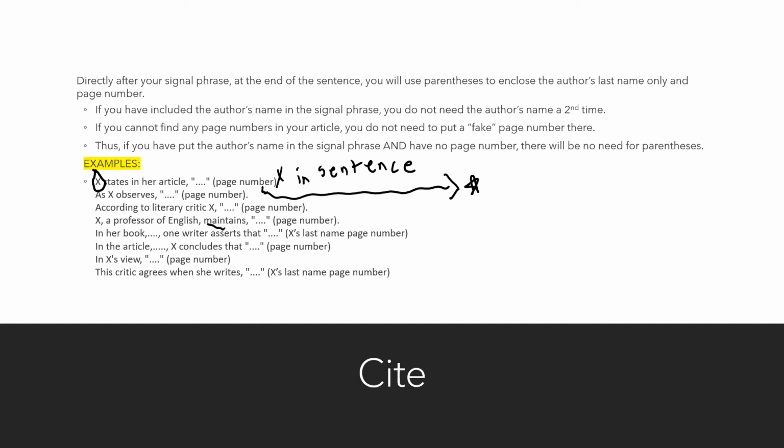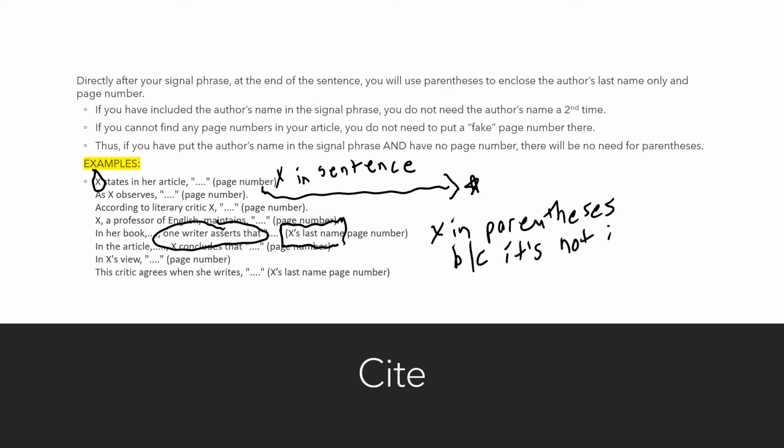Now let's go down to the 5th one. In her book, one writer asserts that. And notice that in choosing to write this way, in choosing to start the sentence saying one writer asserts, you have the author's last name in the parentheses here because it is not in the sentence. So I'll write that again. X in parentheses because it's not in the sentence. Signal phrase.